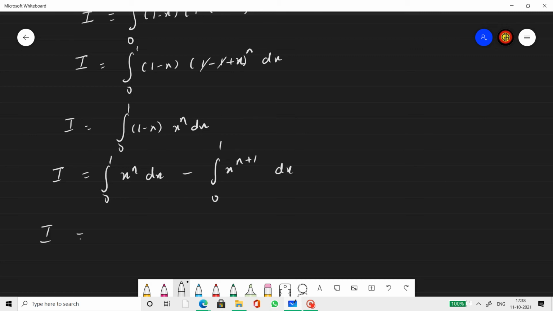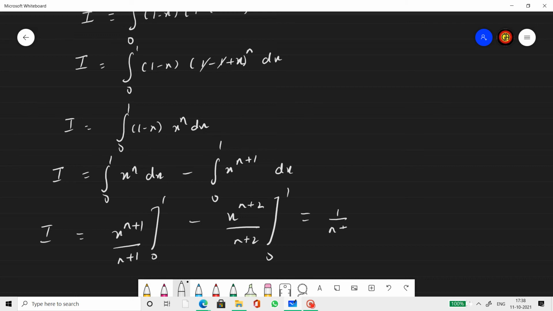Now I equals x^(n+1)/(n+1) from 0 to 1, minus x^(n+2)/(n+2) from 0 to 1. Now apply the limit. 1/(n+1) is a constant, so I take it out. 1 to any power is 1, and 0 to any power is 0. Minus 1/(n+2) is taken out. 1 minus 0. So I equals 1/(n+1) minus 1/(n+2).